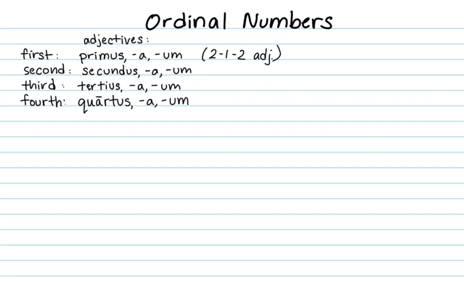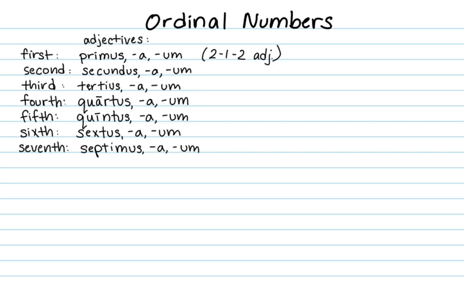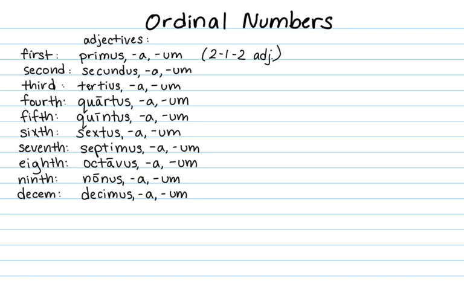Fourth, quartus, a, um, gives us things like quarter. Fifth, quintus, a, um. Sixth, sextus, a, um. Quintus and Sextus are common Roman names. Seventh, septimus, a, um, also a common Roman name. Eighth, octavus, a, um. Ninth, nonus, a, um.